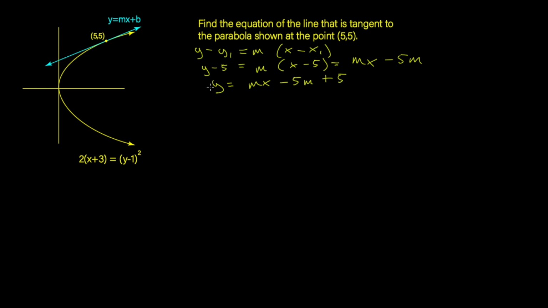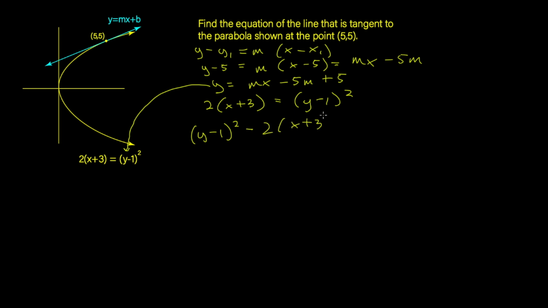Now we're going to take the y here and plug it in there. I'm going to write out the equation of the parabola here. So we've got (y minus 1) squared minus 2 times (x plus 3) equals 0. Now y is mx minus 5m plus 5, so (mx minus 5m plus 5 minus 1) squared minus 2 times (x plus 3) equals 0.